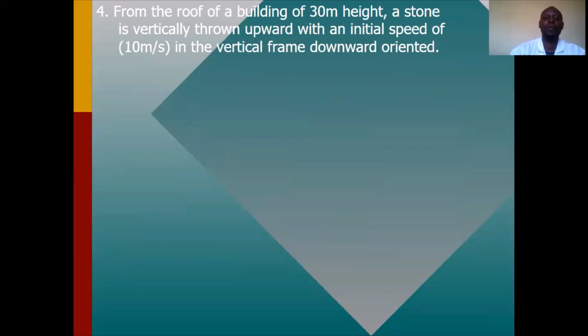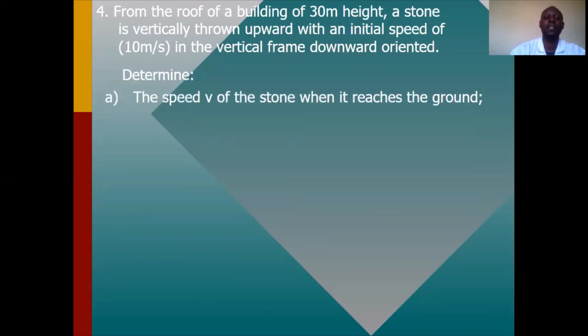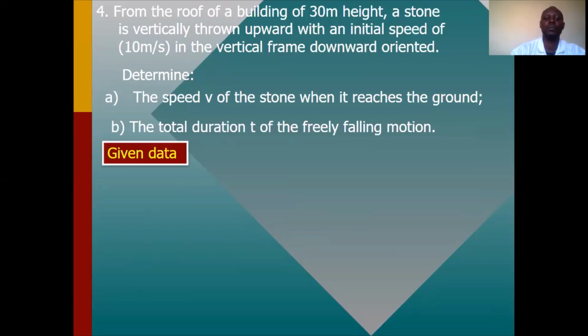The fourth problem: from the roof of a building of 30 meter height, a stone is vertically thrown upward with an initial speed of 10 meters per second, in the vertical frame downward oriented. Determine the speed of the stone when it reaches the ground. Determine the total duration of the free falling motion.